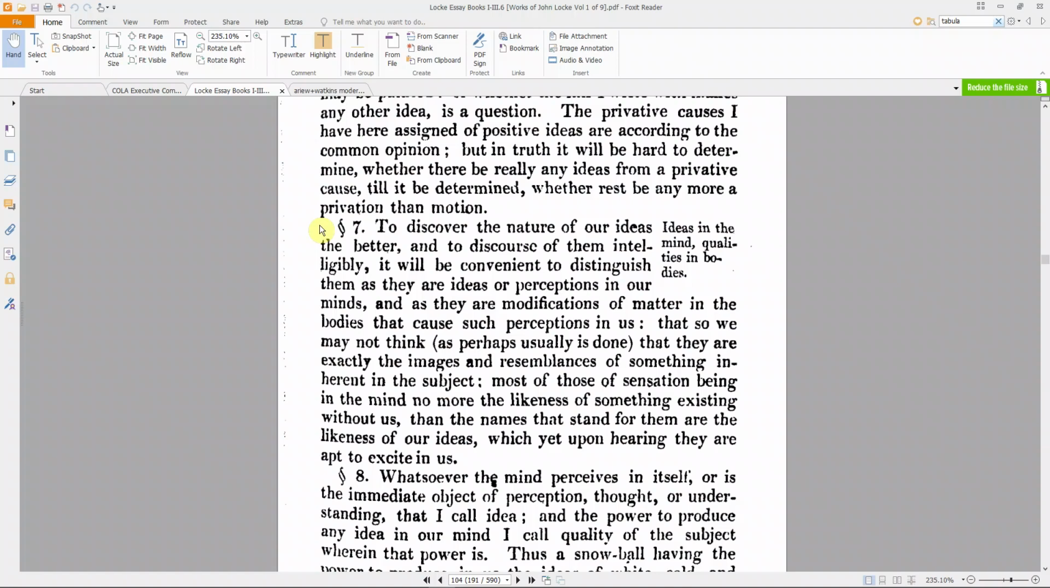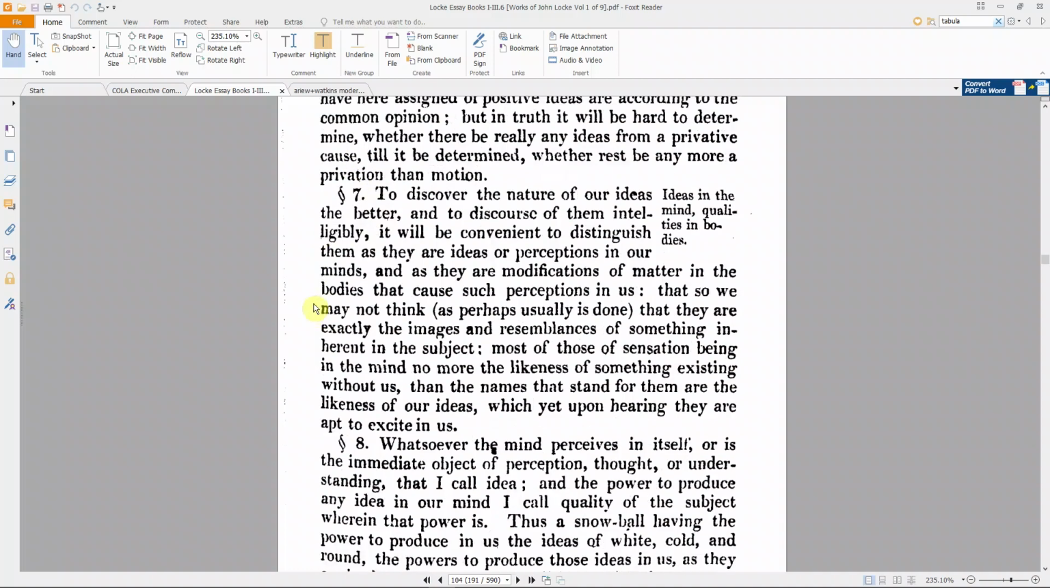And we're going to be talking about that in detail in the next video. But for now, he's just saying this is a reason why it's important to distinguish in talking about this matter ideas from qualities. And when I say white or cold or spherical, again, I need to distinguish those terms as they refer to ideas that I have, and then insofar as they refer to modifications of matter in bodies.